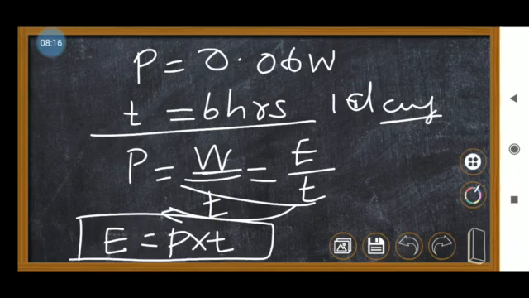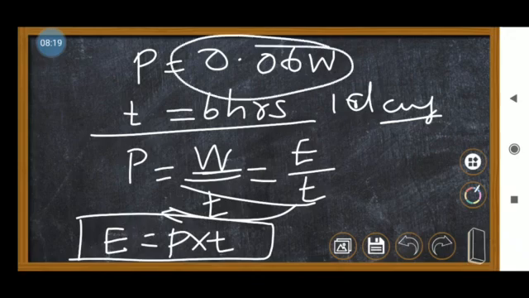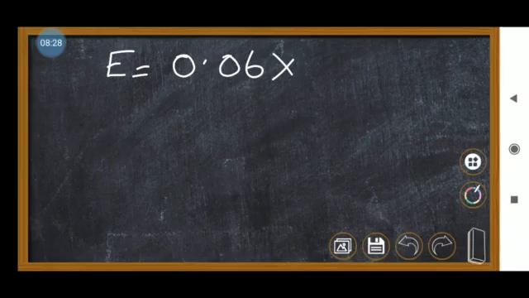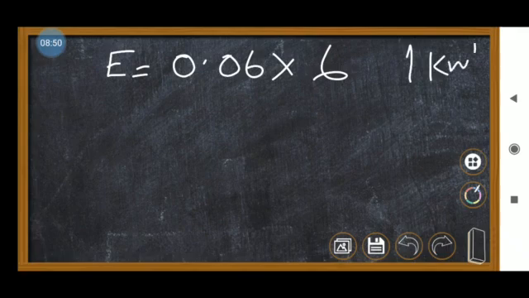Now we know the power value is 0.06 kilowatt, and time equals 6 hours. Just multiply it. Energy equals 0.06 into time. We have to calculate in terms of kilowatt hour only, because this is the commercial unit. So 6 hours, no need to convert into seconds. They asked for units of energy, which means kilowatt hour.